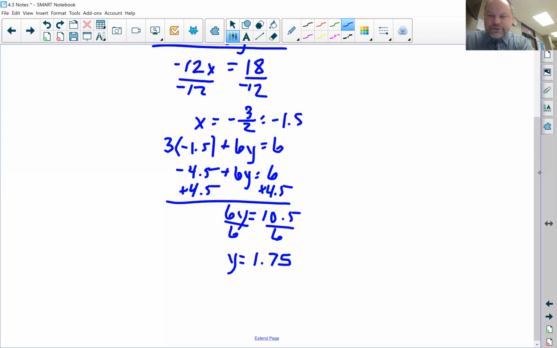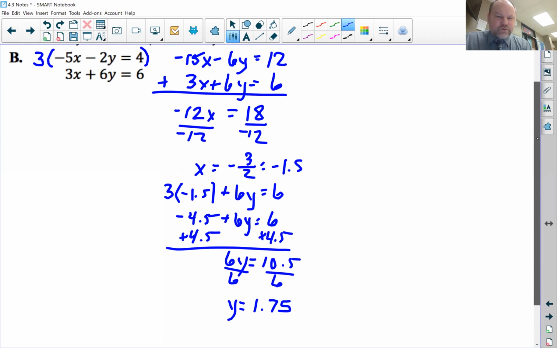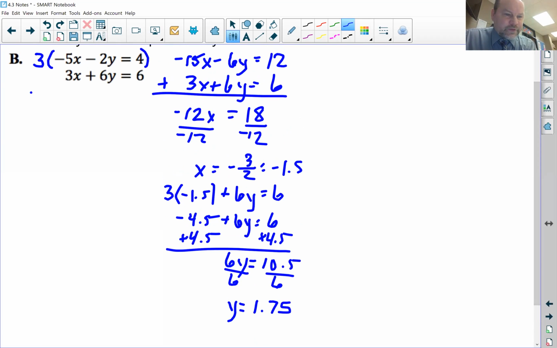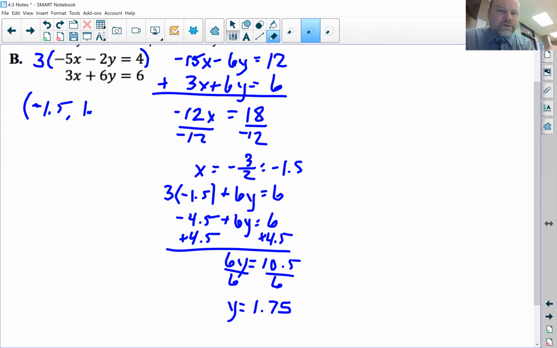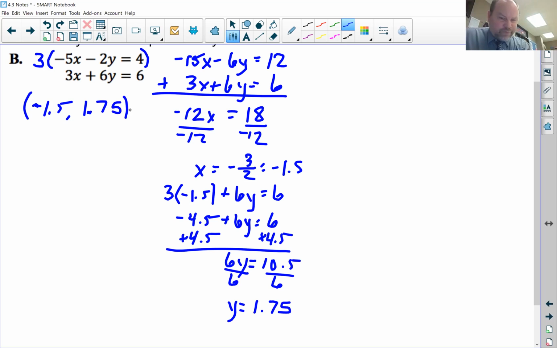And so my solution, again, you could write it as a decimal or as a fraction. I think sometimes the decimal, if it comes out exact, is a little bit easier to check with. You could check using a calculator or just multiplying everything out and combining your like terms. So I used the bottom equation to get my y value, so I'm going to use my top equation for my check.